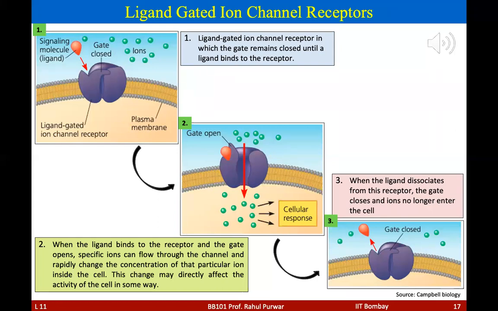So in a ligand-gated ion channel, the gate remains closed until the ligand binds to the receptor. When the ligand binds to the receptor and the gate opens, specific ions can flow through the channel and rapidly change the concentration of that particular ion inside the cell. And this change may directly affect the activity of cells in many different ways.